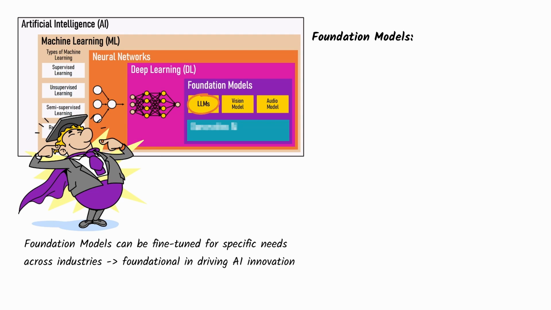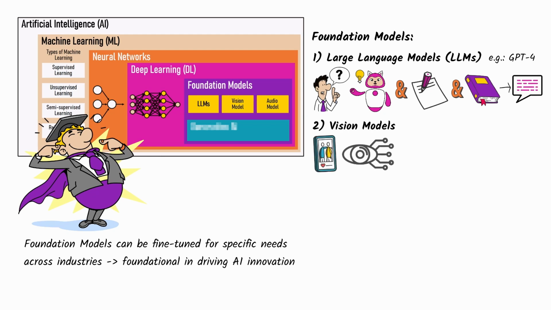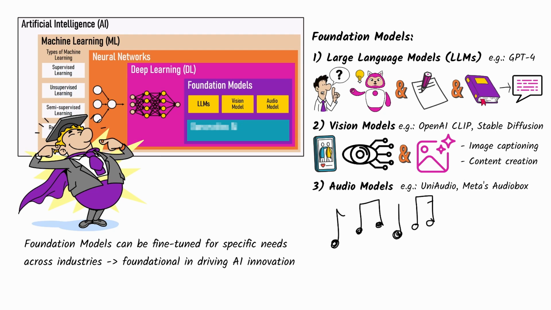Key examples of foundation models include large language models, LLMs, such as GPT-4, which excels at answering questions, generating text, and summarizing information. Vision models. These models interpret and generate images, such as OpenAI Clip or Stable Diffusion, used for tasks like image captioning and content creation. Audio models. These generate human-like speech or creative content, such as composing music or synthesizing realistic voice outputs.